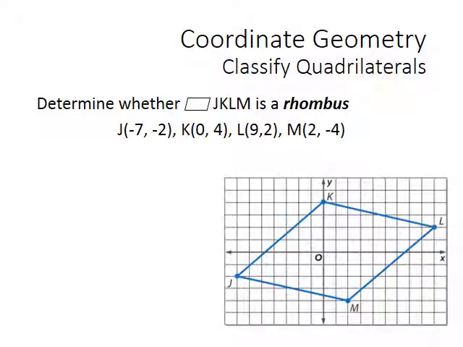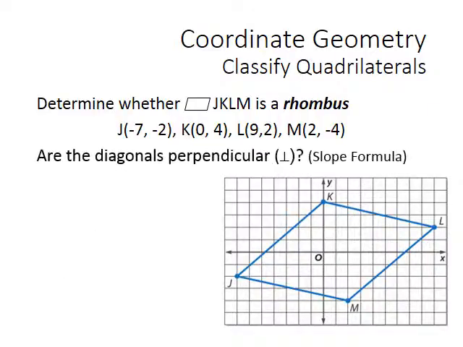Starting off, we want to determine whether the parallelogram is a rhombus. So the question to ask here, when you look at your properties of a rhombus, the easiest, quickest thing to show is looking at the diagonals. Are the diagonals perpendicular? And on the graph, if we want to figure out if two lines are perpendicular, we need to find their slope and see if they are opposite reciprocals.